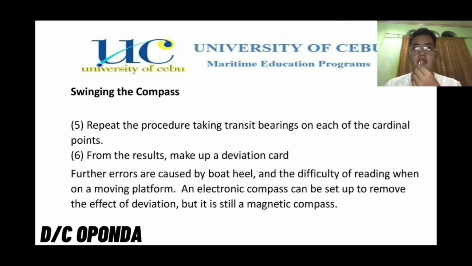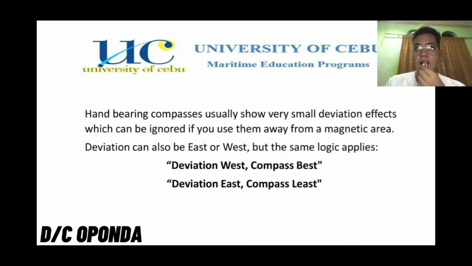Further errors are caused by boat heel and the difficulty of reading when on a moving platform. An electronic compass can be set up to remove the effect of deviation, but it is still a magnetic compass. Hand-bearing compasses usually show very small deviation effects which can be ignored if you use them away from a magnetic area. Deviation can also be east or west, but the same logic applies. Deviation west, compass best. Deviation east, compass least.